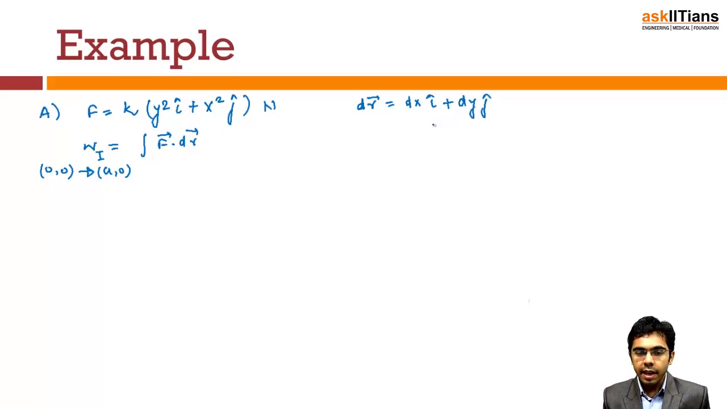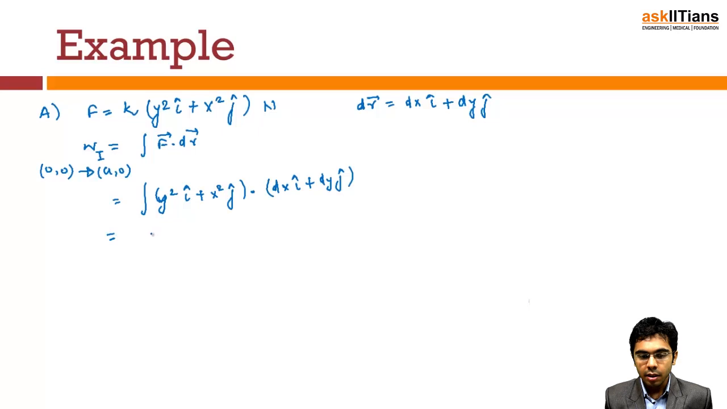Now for the first case, this can be written as y² i cap plus x² j cap dot dx i cap plus dy j cap. So we can write this as y² dx plus x² dy. This is the general work done we are going to get. Let's take it as equation 1.